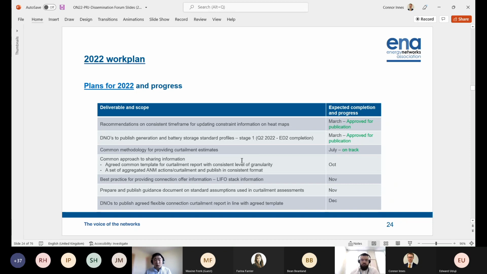And also, we are on track in publishing standard profiles for generation and battery energy storage. The next step will be for the DNOs to sit together and come up with a common methodology to provide curtailment estimates. The idea is that if you see 5% on the curtailment capacity heat maps in, say, the UK Power Networks area, it will mean pretty much the same thing in the SSE area or the WPD area.